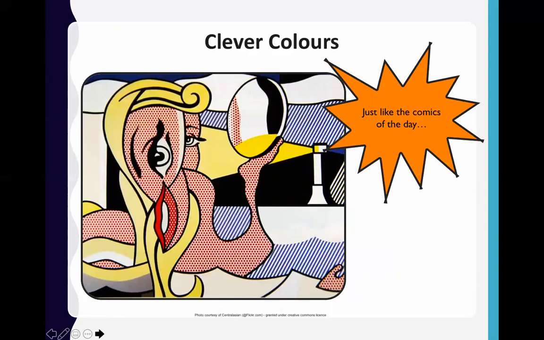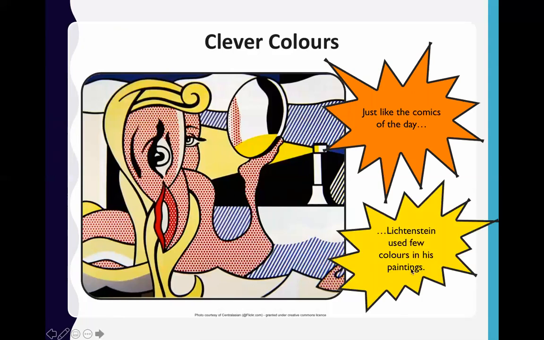So just like the comics of the day, Lichtenstein used few colours in his painting, and here we could see that he has used lines. And it almost looks a bit like a sea, and that's a lighthouse. That's what I think. I'm not too sure, but then there's a lady.